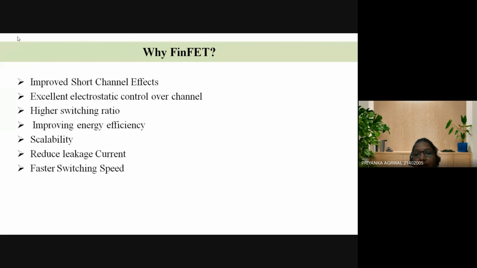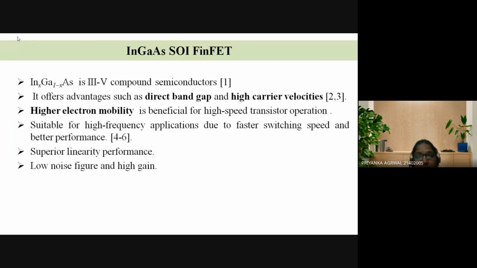In this FinFET, we are using the compound material indium gallium arsenide. By using indium gallium arsenide, the benefit is that it provides direct band gap, high carrier velocities, and higher electron mobility. High electron mobility provides a better electric field and superior linearity performance, low noise figure, and high gain.